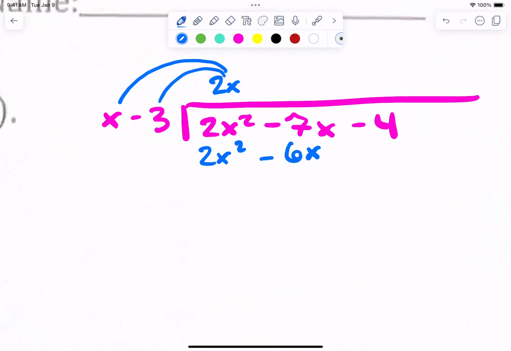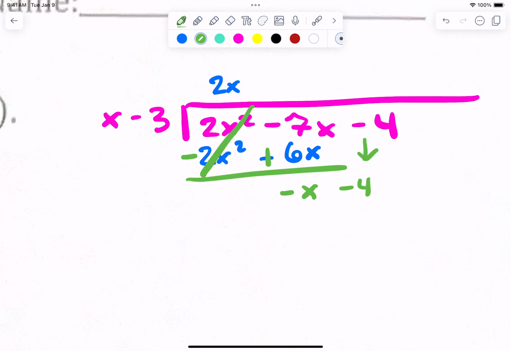And now what? Flip the signs. Now you flip the signs, so this becomes minus, that becomes plus. And those cancel. If they don't cancel, you did it wrong. -7x plus 6x is? -x. And then I drop my 4 down, and I begin again. So I start the process over.